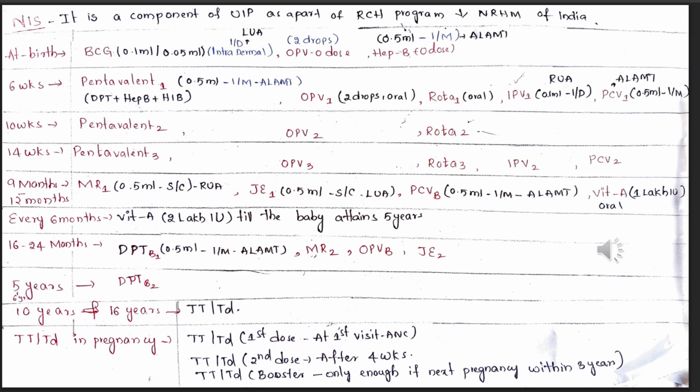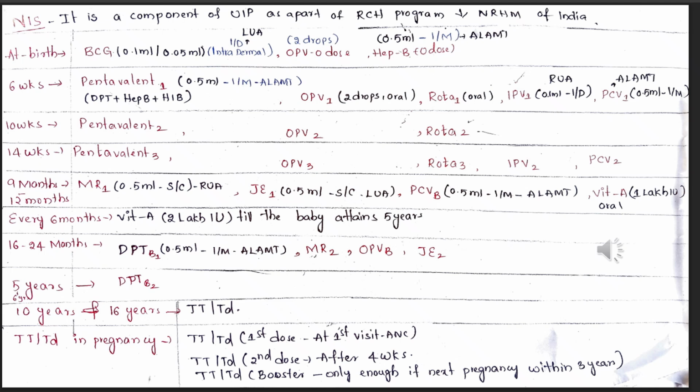And another thing we are starting at 9 months is vitamin A. We are giving vitamin A to prevent nutritional blindness, especially in under 5 children. Vitamin A comes in solution form and the dose is 1 lakh international units. As it comes as a suspension, we are giving it orally. So this is about the 9 to 12 months vaccines.